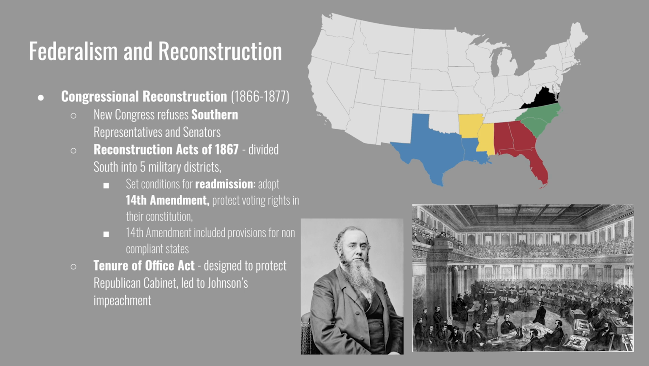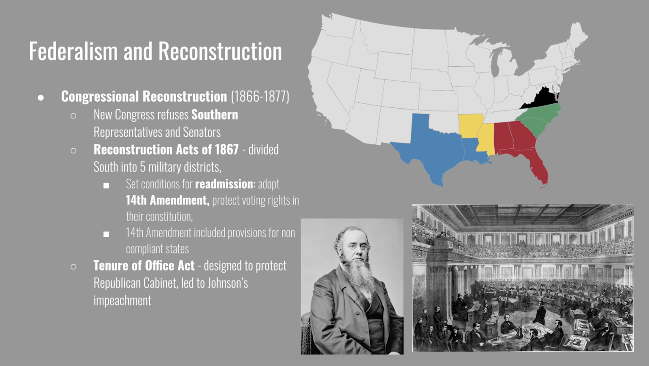Radical Reconstruction continues with the passage of the Tenure of Office Act. Since the Republican Secretary of War, Edwin Stanton, seen on the bottom left, was in charge of military reconstruction, Congress wanted to protect him from Andrew Johnson firing him. Congress passed this act that would ensure the position of the presidential cabinet, originally appointed by Lincoln.